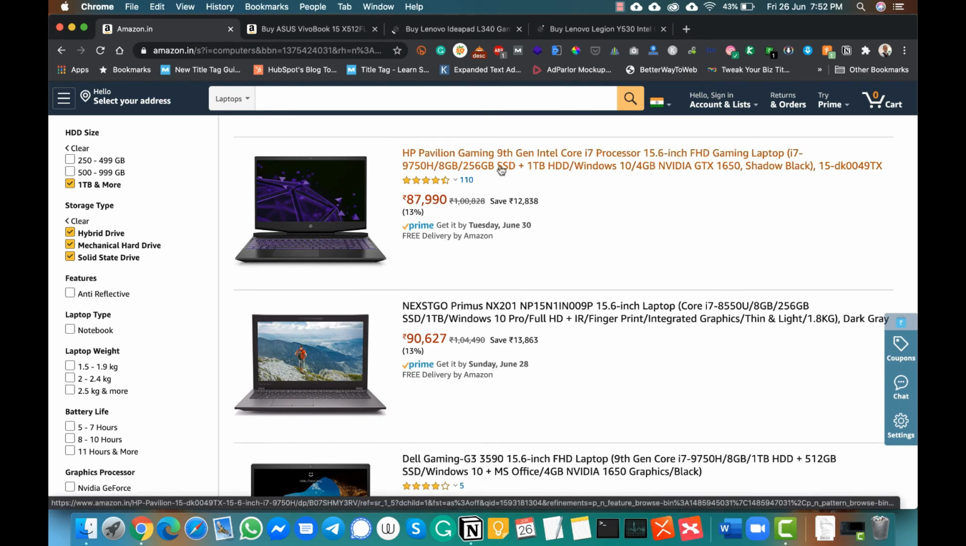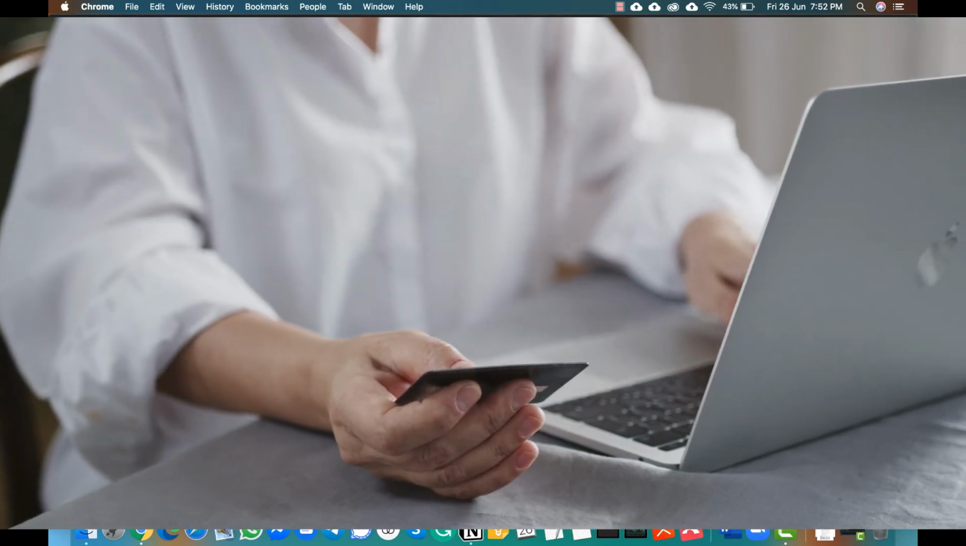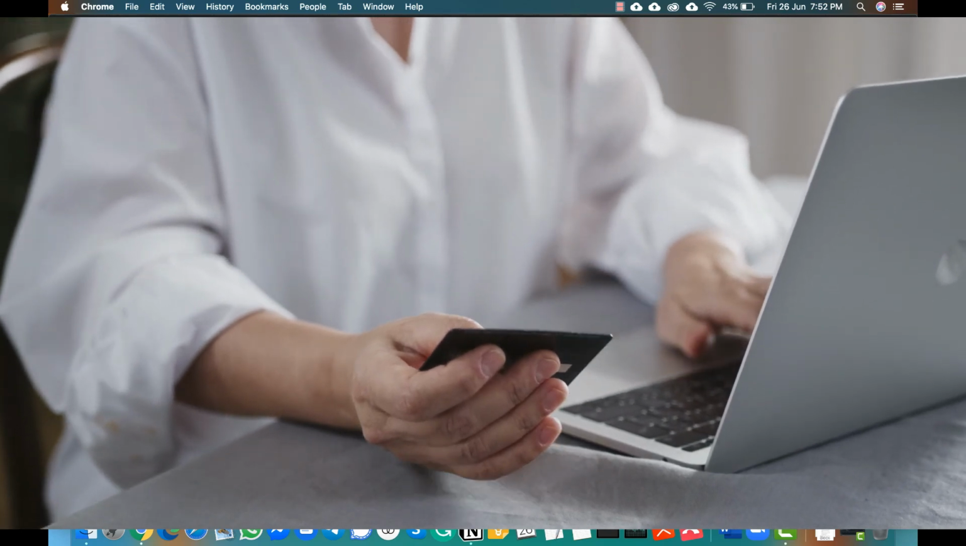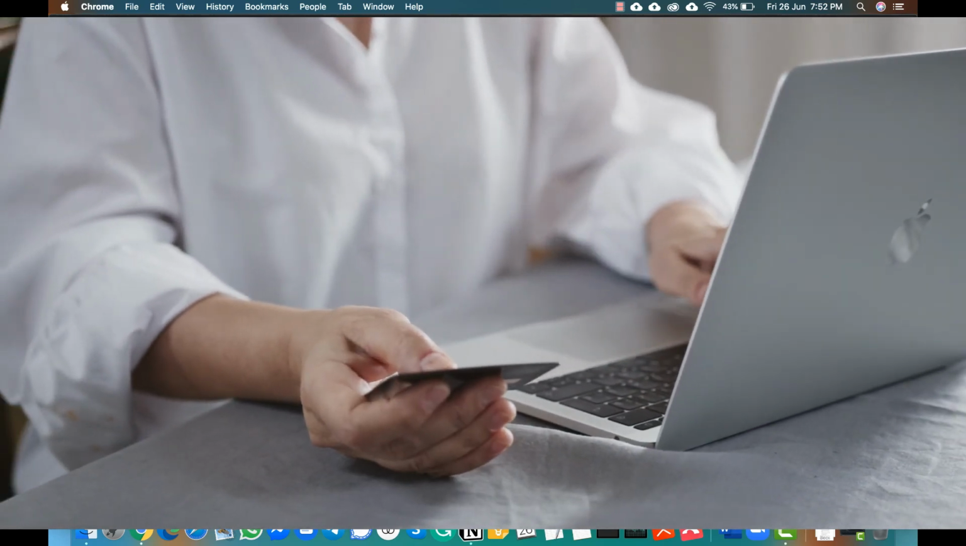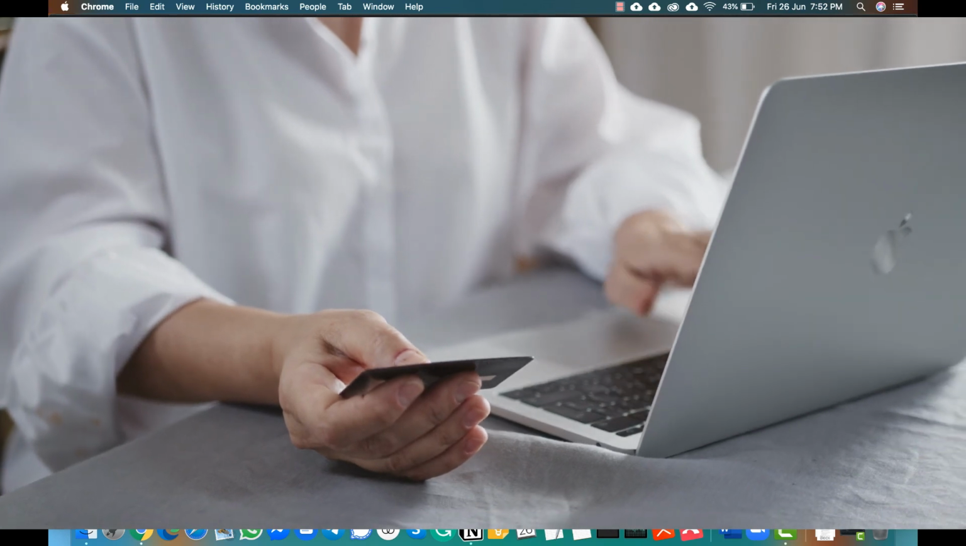If you are looking at fluidity in everyday work, you may go for a Mac based on your affording capability. Wait, I'm listing down some of my best picks in the description below.